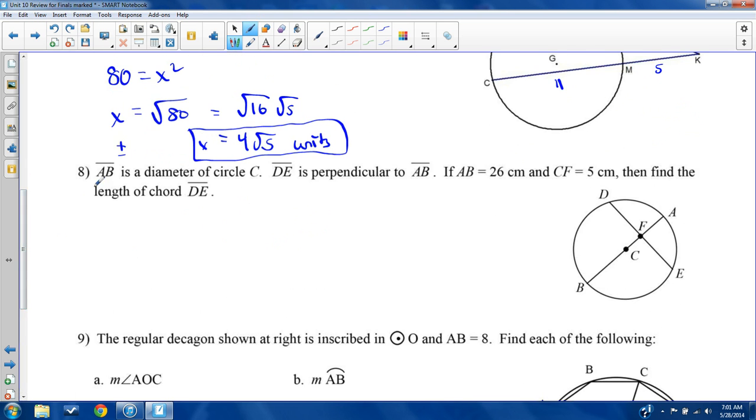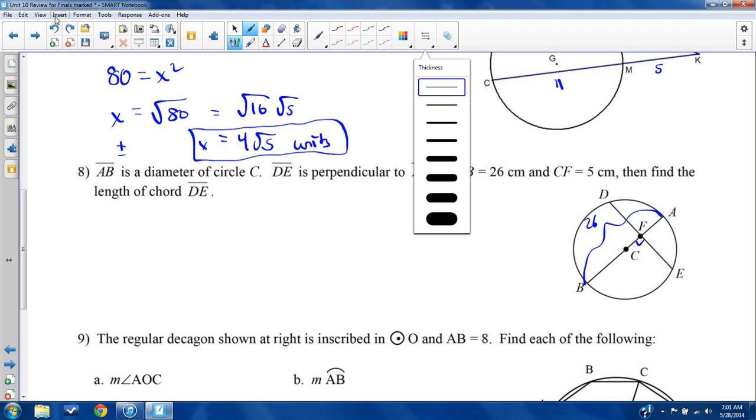Okay, number 8. AB is a diameter, so it crosses through C. Make sure you understand that. Of circle C, DE is perpendicular to AB, so automatically you want to draw a right angle right there. You're saying, okay, probably have to do right triangle stuff. If AB is 26, so the whole diameter is 26, and CF is 5, I'm going to actually zoom in on this problem because it gets really small.